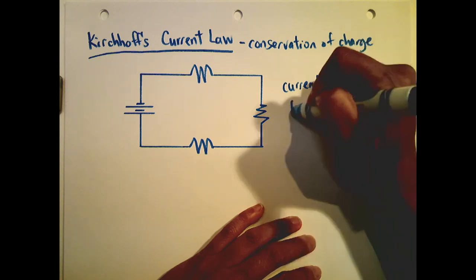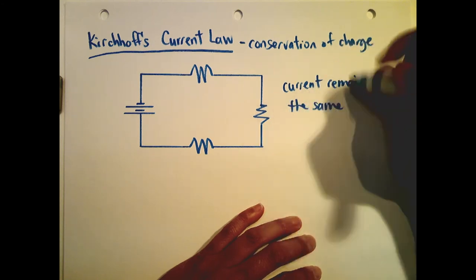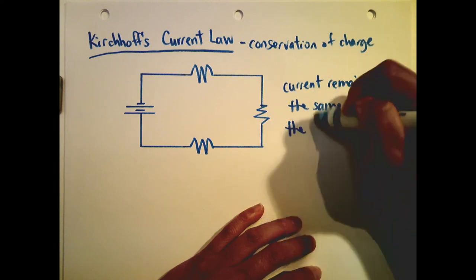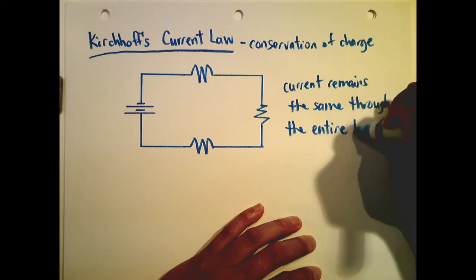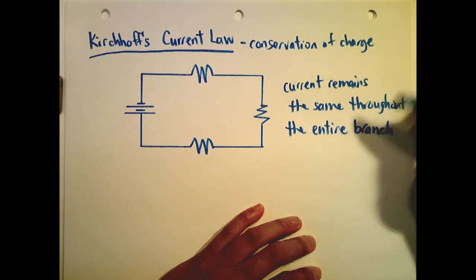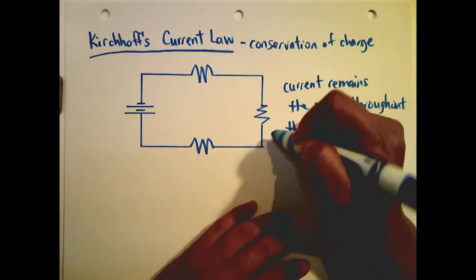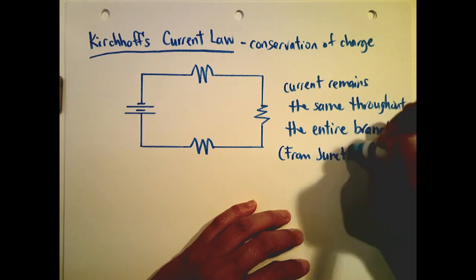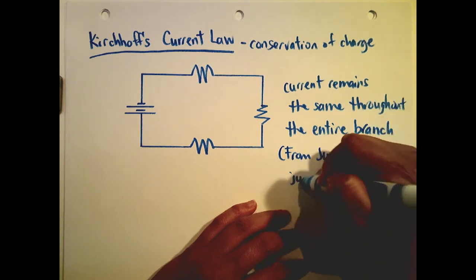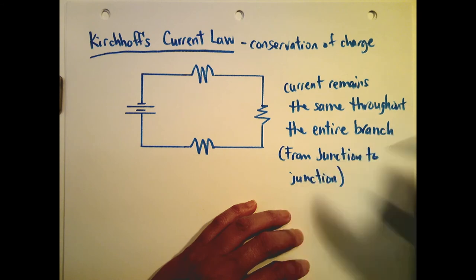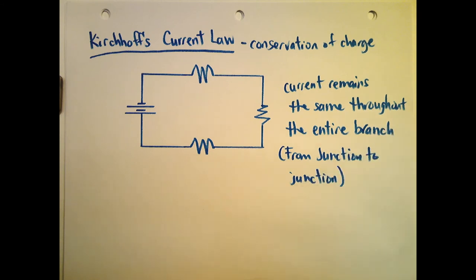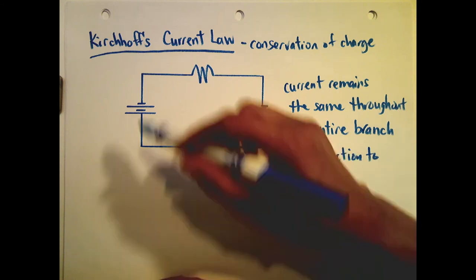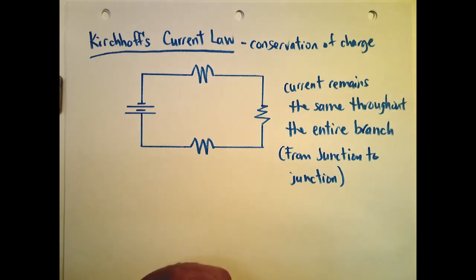All right, so current remains the same throughout the entire branch. So what is a definition of a branch? Essentially, it is from junction to junction. There we go. So from junction to junction. Now in this example here, it's a series circuit. There is no junction. So in this case, the whole thing is one branch.